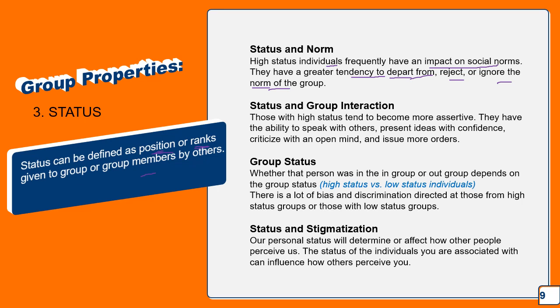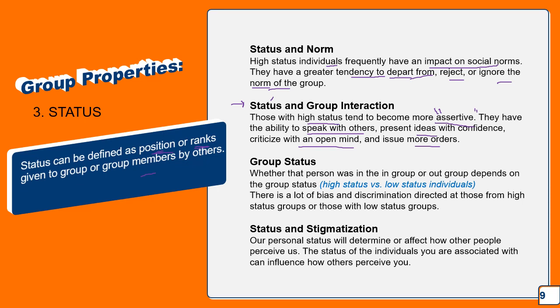What happened, or is there any connection between status and group interaction? Second one about status. Those with high status tend to become more assertive. They have the ability to speak with others, present ideas with confidence, criticize with an open mind, and issue more orders. So, more assertive here means they are more talkative. They talk a lot because they are at higher position, they have higher status, they have high confidence level. So that is the relationship between status and group interaction.